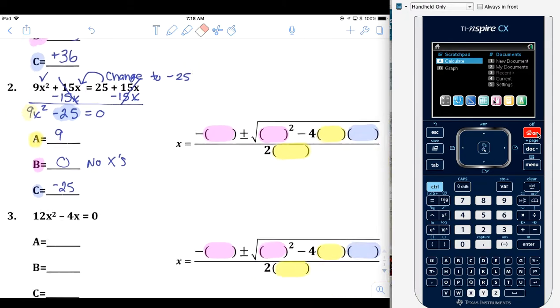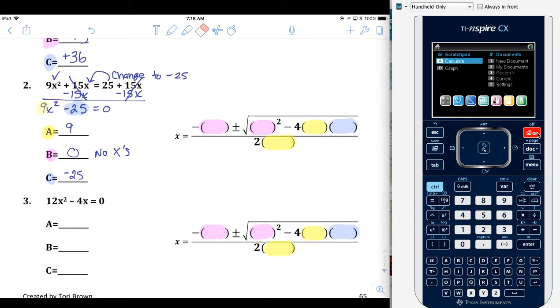All right, let's take a second and plug these guys in. Again, my b in the pink is going to be a 0. That's okay, we can plug in 0. 0 is a number just like anything else. My a's are going to be a 9. And my c, the only c I have, is a negative 25. I do put the sign in here on this one because it's a negative number, okay? All right, we're going to do one more.